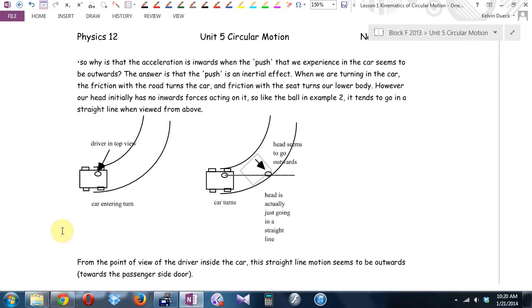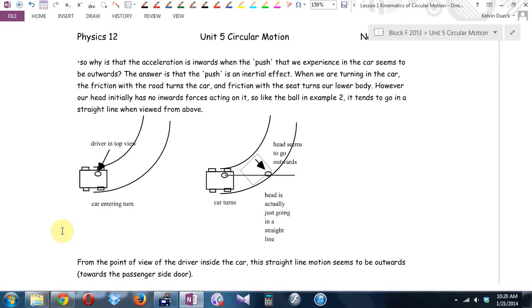That is not a push. That's actually Newton's first law. Your body has mass, it has inertia, and so it wants to keep going in a straight line at a steady speed. Now the car is accelerating inwards. What does your body want to keep doing? Going in a straight line at a steady speed.